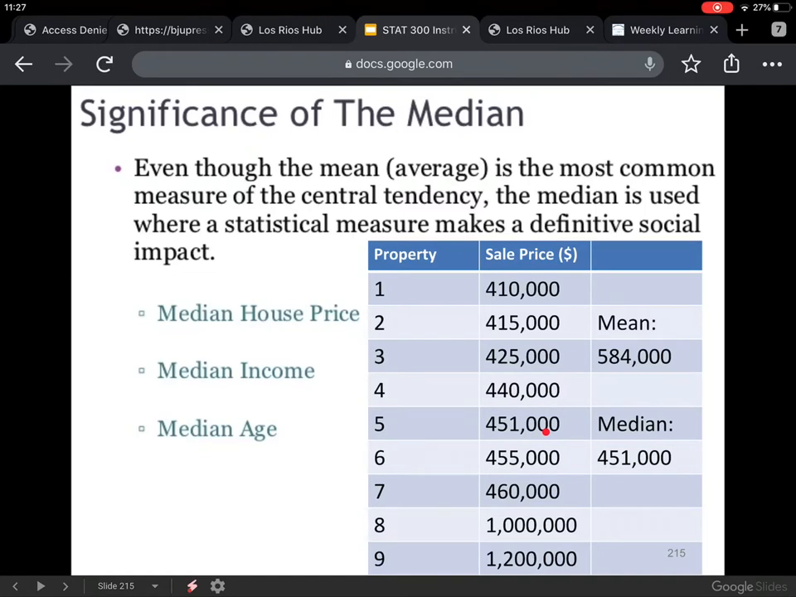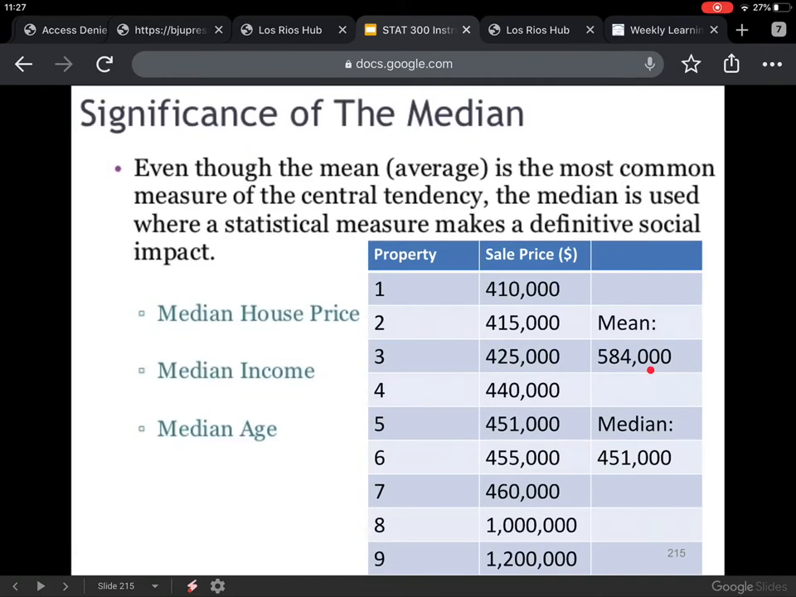Now, think about this. If you're a real estate agent, or if you're a buyer, or a seller, which one of these would you actually like to report, right? Well, if you're the seller, and somebody's claiming that you've priced your house too high, you probably want to refer to this number, right? Well, wait. The mean is 584, right?